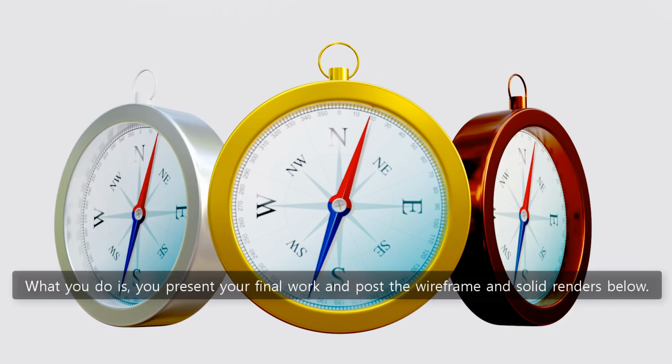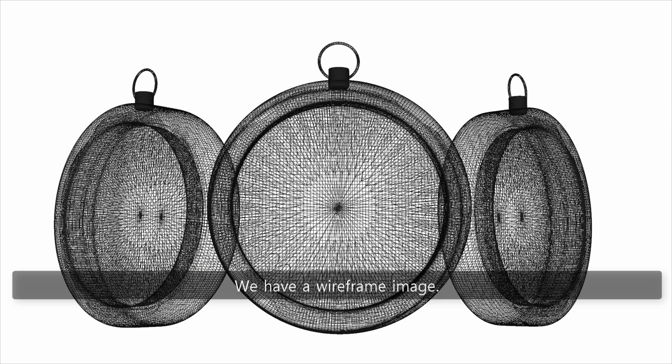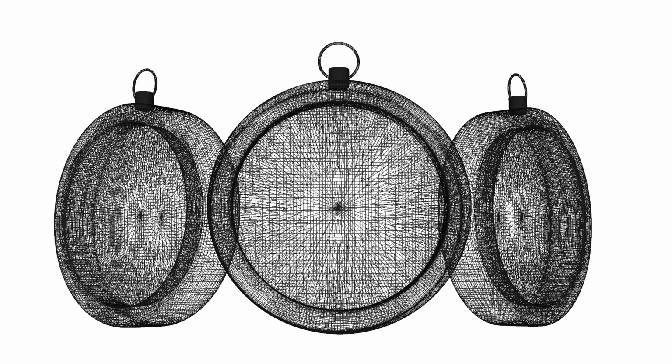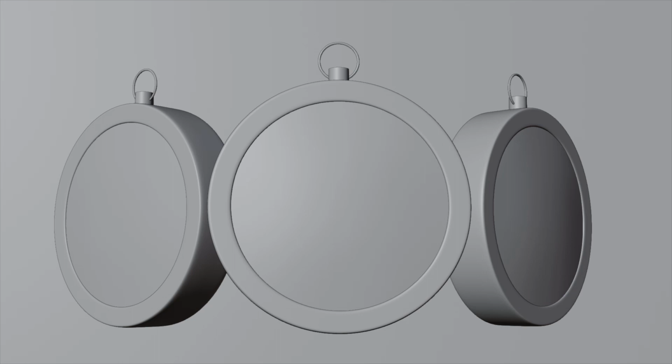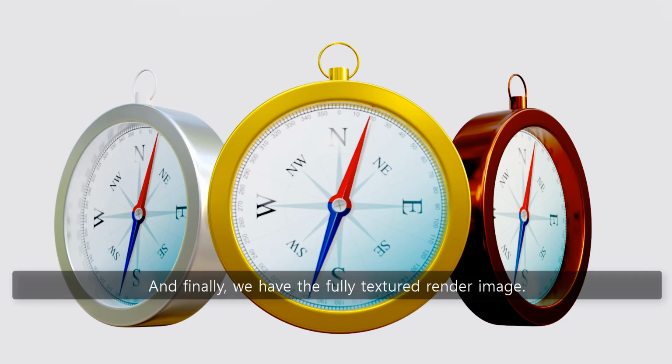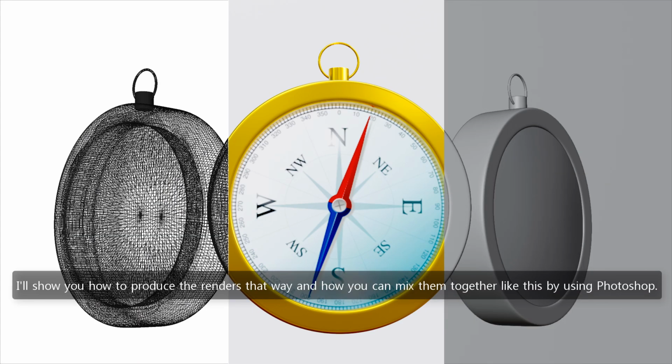What you do is, you present your final work and post the wireframe and solid renders below. We have a wireframe image. We have a solid image. And finally, we have the fully textured render image. I'll show you how to produce the renders that way and how you can mix them together like this by using Photoshop.